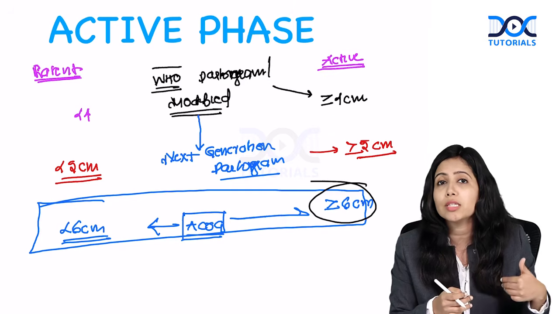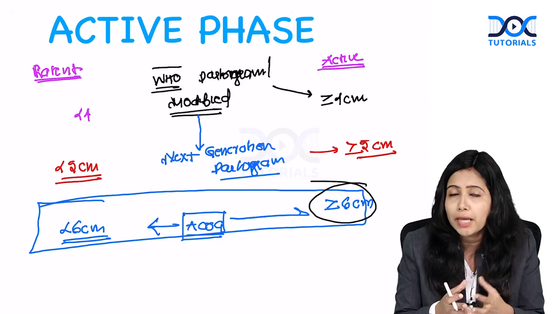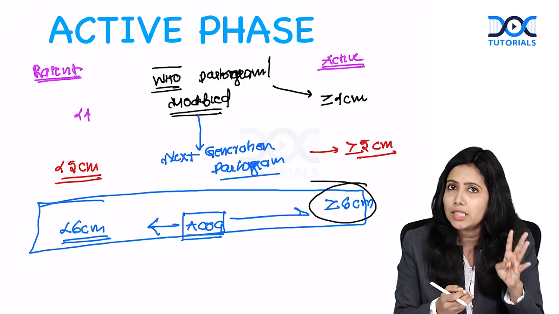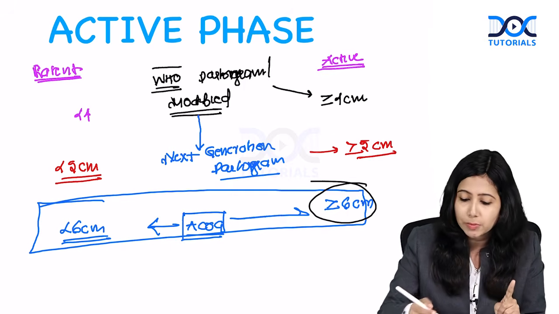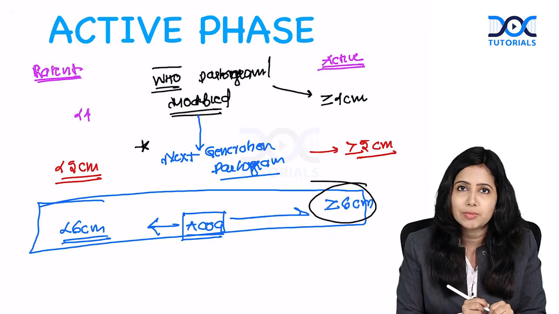If the question is based on the modified WHO partogram, or they just give you a partogram and ask according to it, take it as 4 centimeter. If they specifically mention the next generation partogram, then go for 5 centimeter.